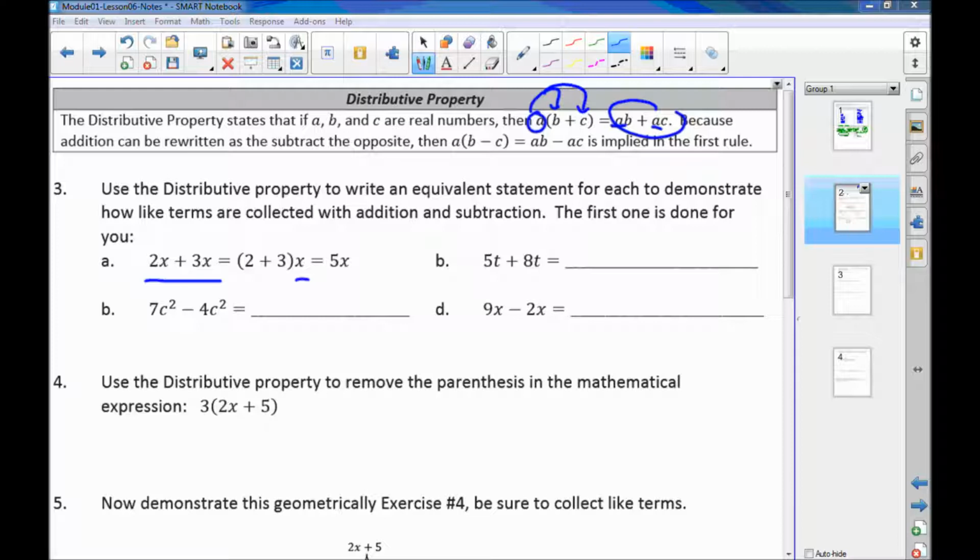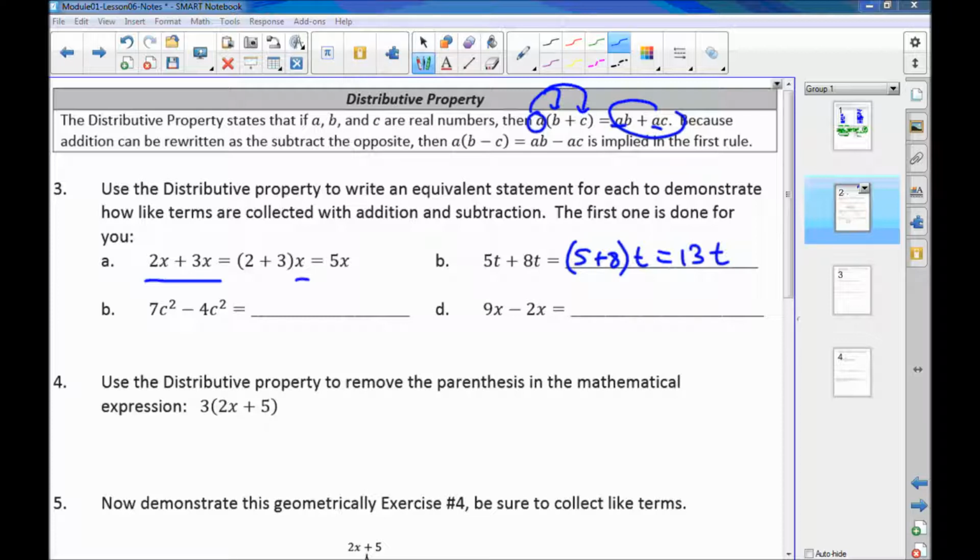So for part B, if I want to combine 5t plus 8t, I can use the distributive property to show how that works by undistributing the t. That will leave behind 5 plus 8. I'm going to write the t in the back, although we could have put it in the front there. And then 5 plus 8 is the same as 13. So we get 13t. Okay.